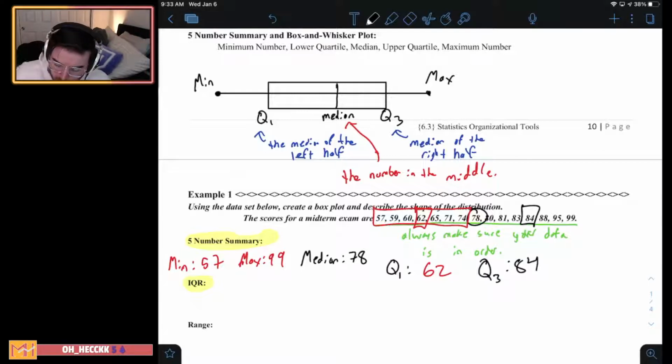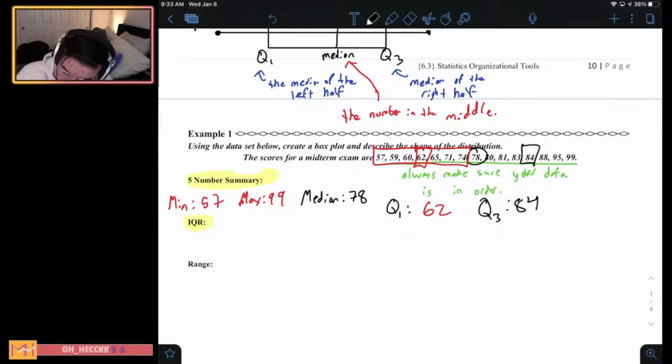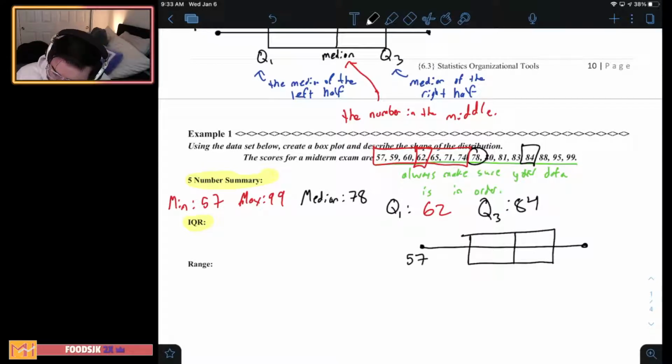84. So there's our 5 numbers, and we can turn that into a box and whisker plot, where this is the min, this is the max, this is the median, this is the Q1, and this is the Q3. There's a visual representation, not drawn to scale, of course. I just roughly sketched it.